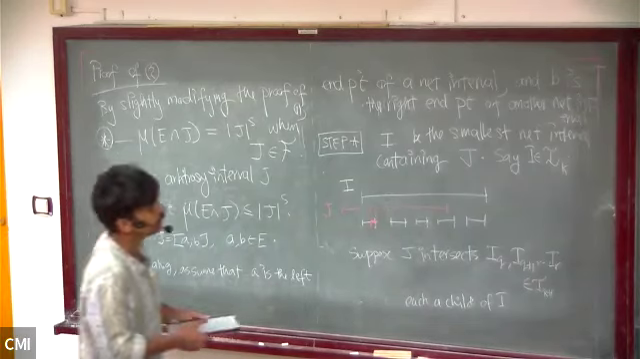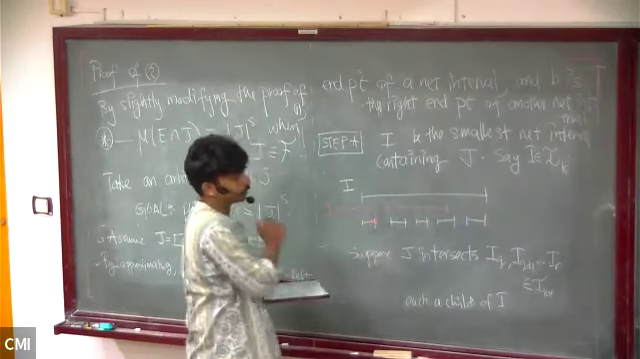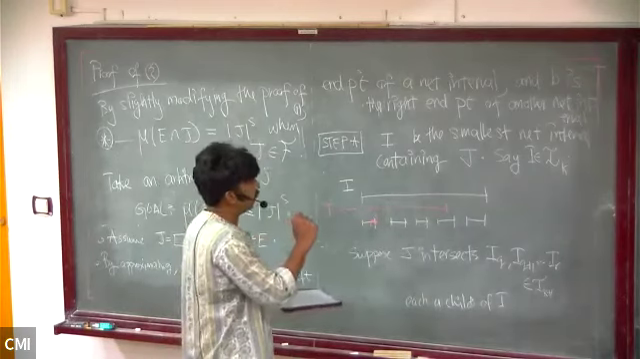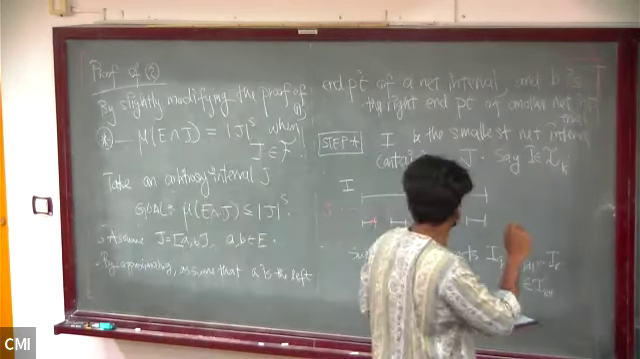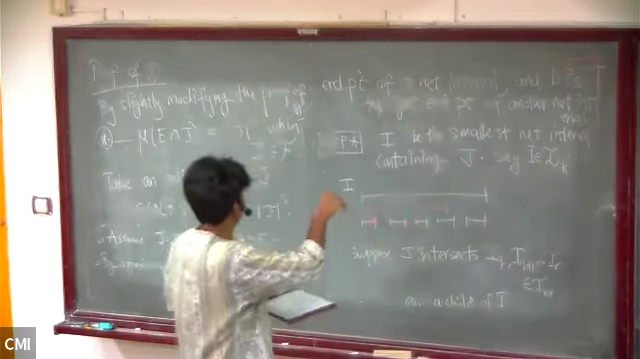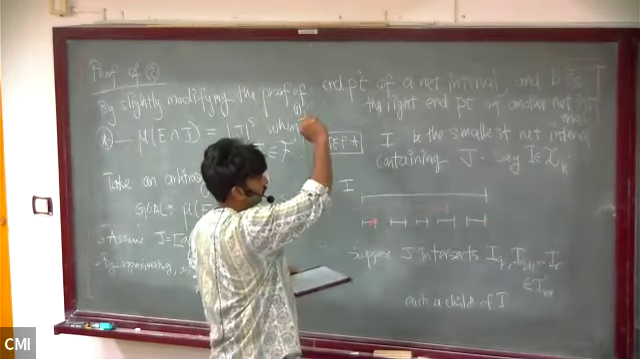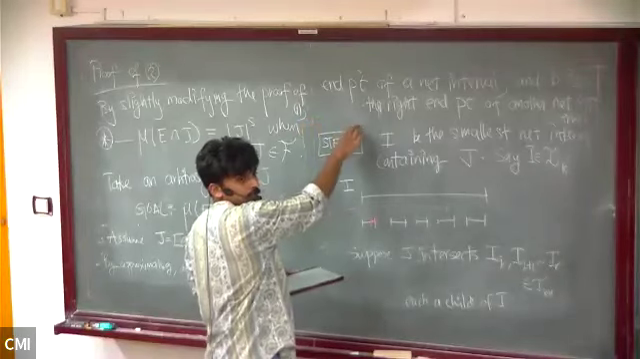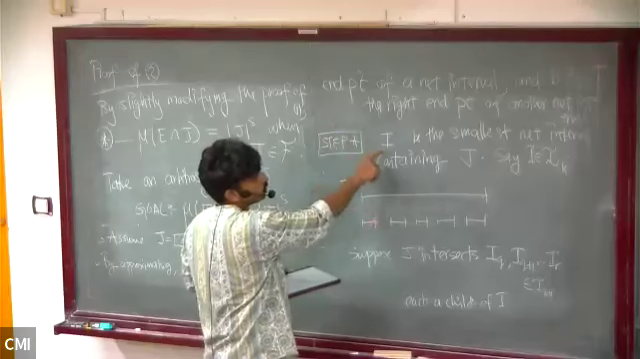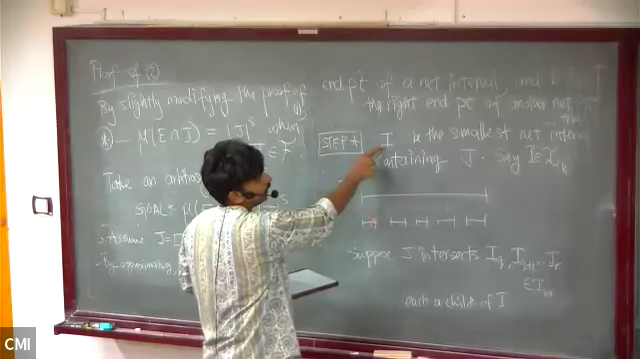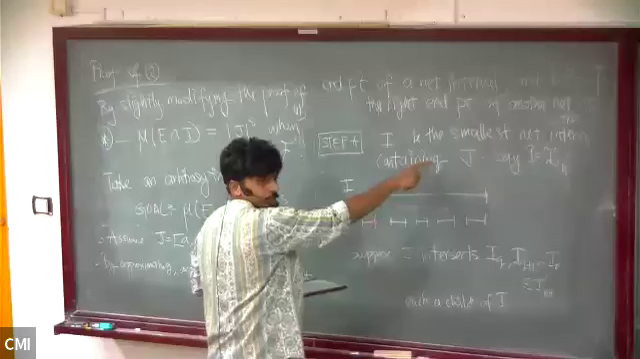Actually, it doesn't matter. Let's see. So if I'm looking at I_Q intersection J, and if I run this algorithm starting from this step, then I'm going to choose the smallest net interval containing I_Q intersection J.